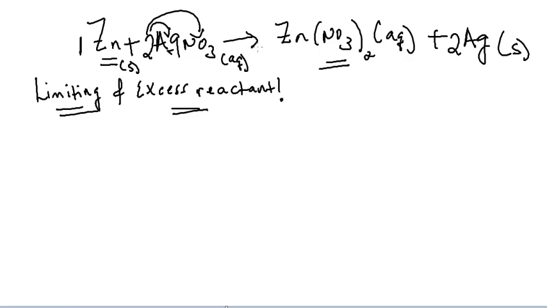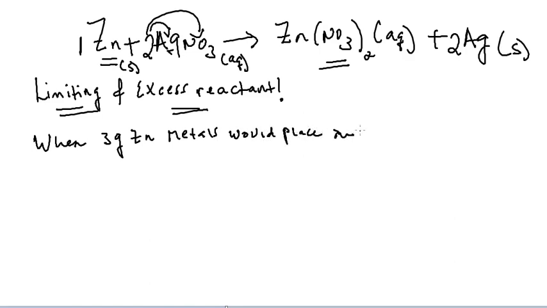So let me give you an example. Suppose we have 3 grams of zinc. Let me write here, when 3 grams of zinc metal is placed in 4.5 grams of silver nitrate solution. Silver nitrate solution, this is an example. As you see, zinc nitrate and silver will be formed.